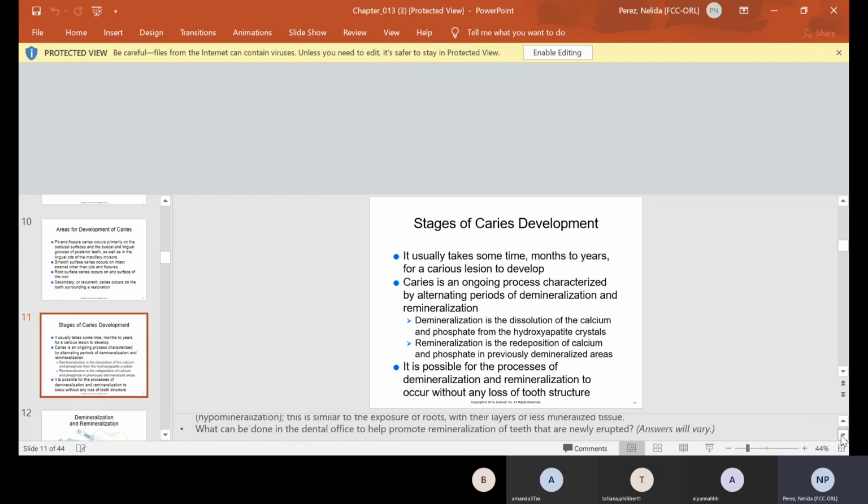What can be done in the dental office to help promote remineralization of teeth that are newly erupted? Well, it all depends, like thoroughly brushing and washing your teeth, sugar intake, your diet, your soft diet.